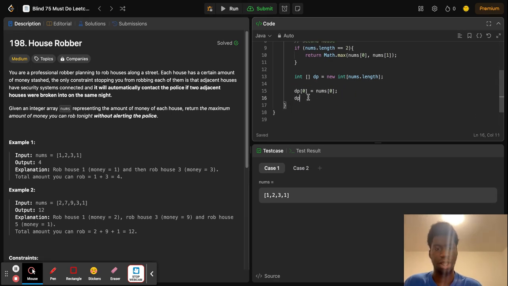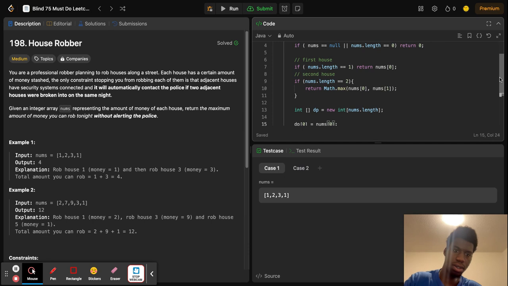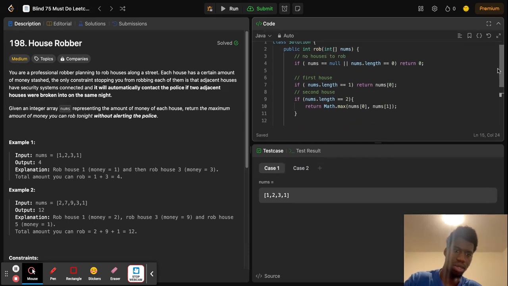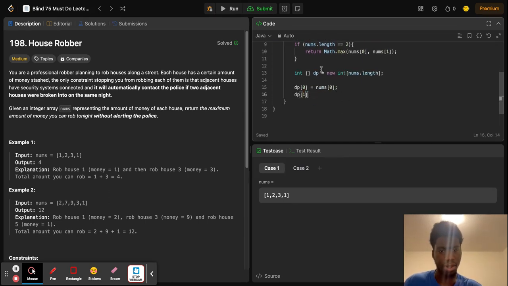So then dp at 1 equals nums at 1. Hold on, dp at 0 equals nums at 0, and dp at 1 equals nums at 1. I don't think we have that index yet in the loop.